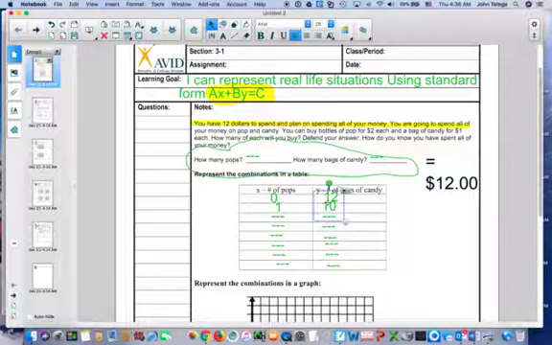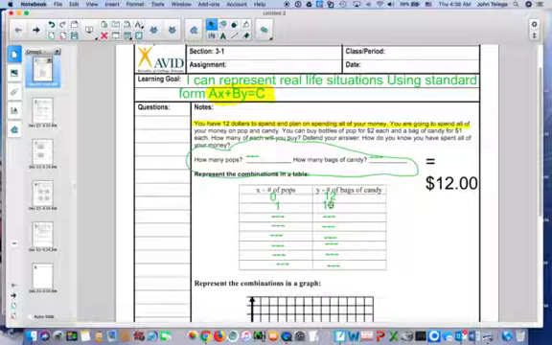I think I might have to shrink down my numbers a little bit here. Let me see if I can do that. Yeah, 24 will work. And okay, so you get the idea. So now we got a pattern kind of started, right? You can kind of see that we're going down by 2s in our bags of candy and up by 1s in our bottle of pop.